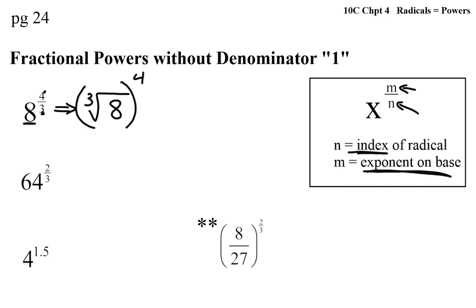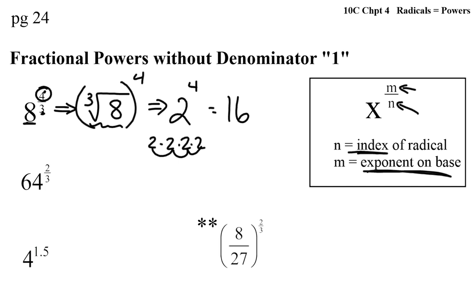We want the cube root of 8 and then we want an exponent 4. What's the cube root of 8? What do we multiply 3 times to get 8? A 2, to the exponent 4. And that shouldn't be too complicated. 2 times 2 times 2 times 2 is 16. 2 times 2 is 4. 4 times 2 is 8. 8 times 2 is 16. So 8 exponent 4/3 looks miserable, but you break it into steps.